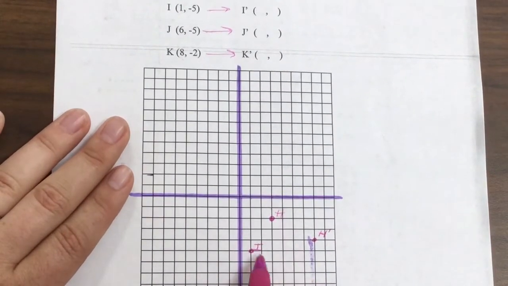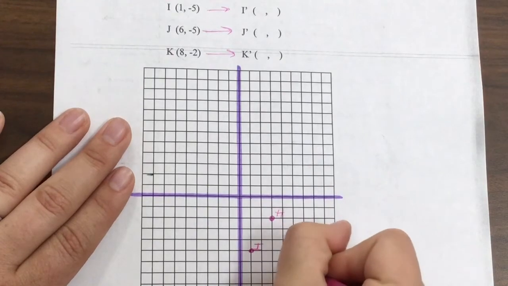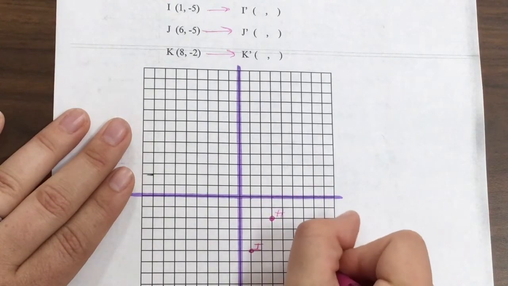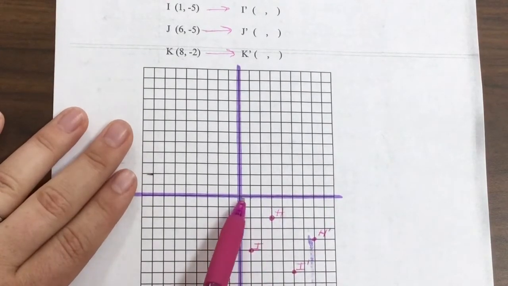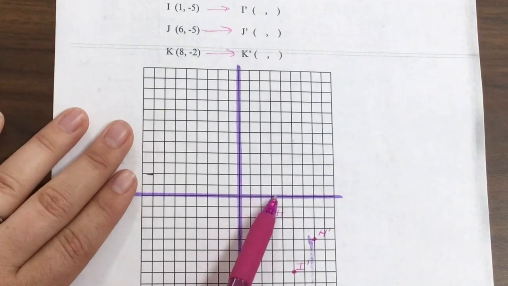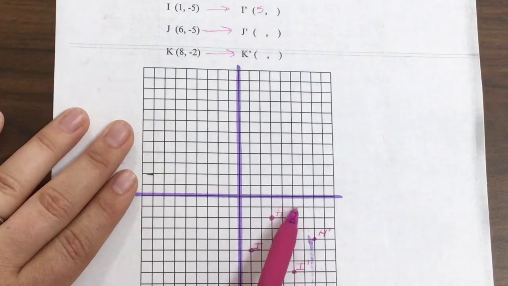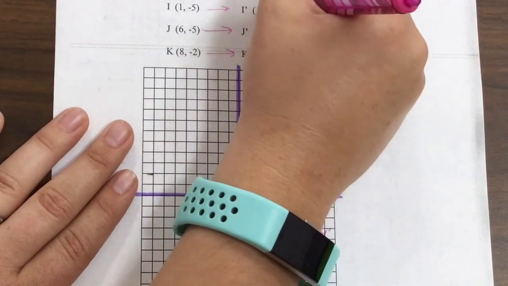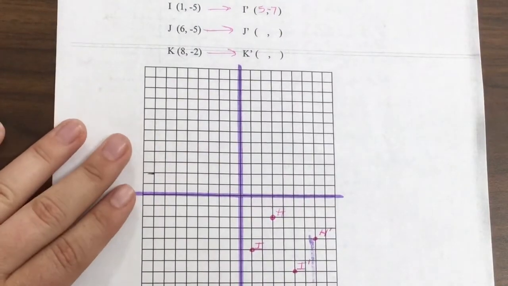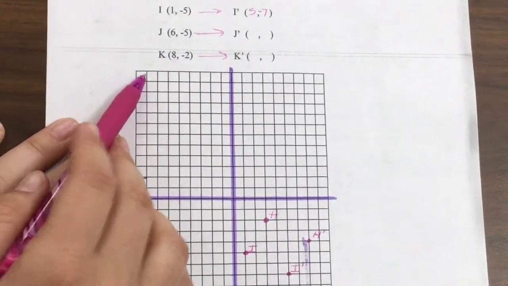And again, 4 to the right. 1, 2, 3, 4. Down 1, 2. So that becomes I prime. So we're going to go to the right, 1, 2, 3, 4, 5. So right's positive. And down 1, 2, 3, 4, 5, 6, and 7. So down is negative. Now for J and K, we're going to try with the rule.